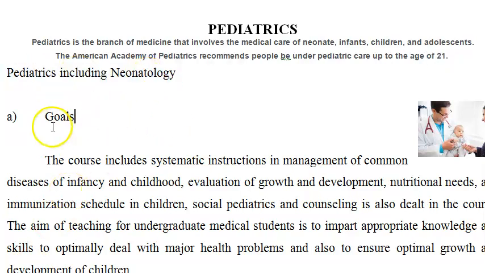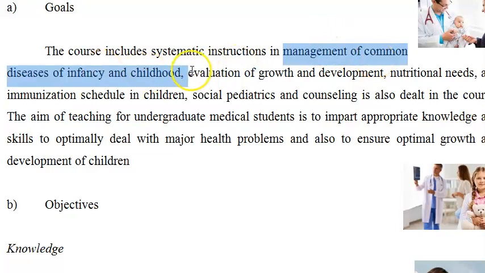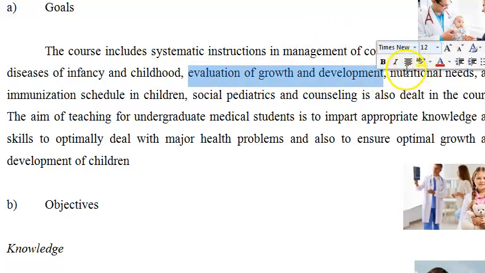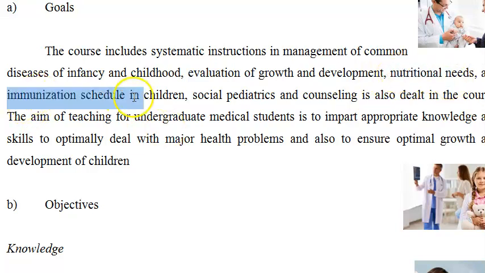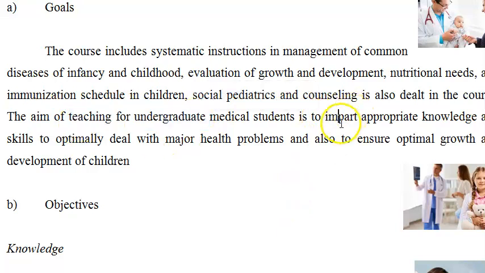So pediatrics, let us look at the goals. Manage common diseases of infancy and childhood, evaluation of growth and development, nutritional needs. You should know the immunization schedule. This immunization schedule is different from place to place, and it has also become so vast, with so much immunization being done, that you need to remember a lot there. Social pediatrics, counseling, etc. So what else? You should, as an undergraduate, impart appropriate knowledge and skills to optimally deal with major health problems and development of children.